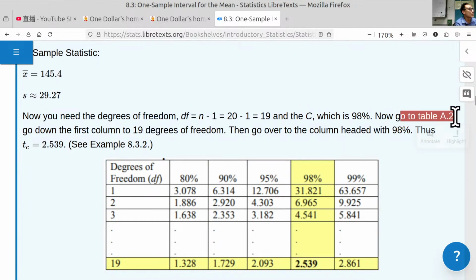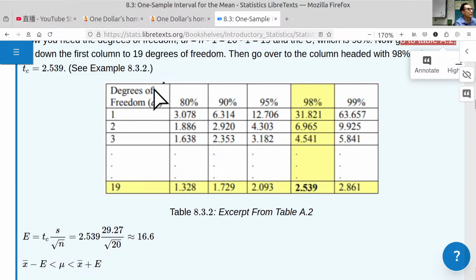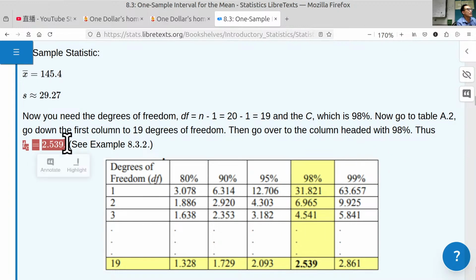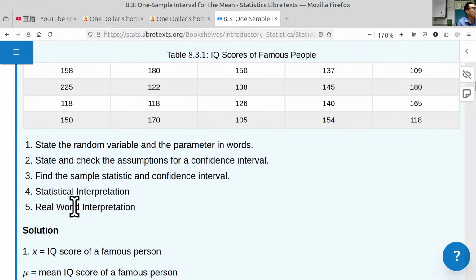Now go to table 8.2. Go down the first column, degrees of freedom here, and in the confidence interval, 98. The degrees of freedom is 19. In the cross, we got a number, 2.839. Okay, let's check the table. Thus, tc is 2.539. If you forgot the definition of tc, move to previously.